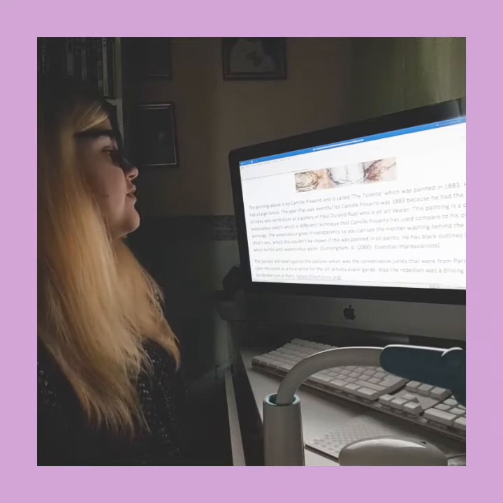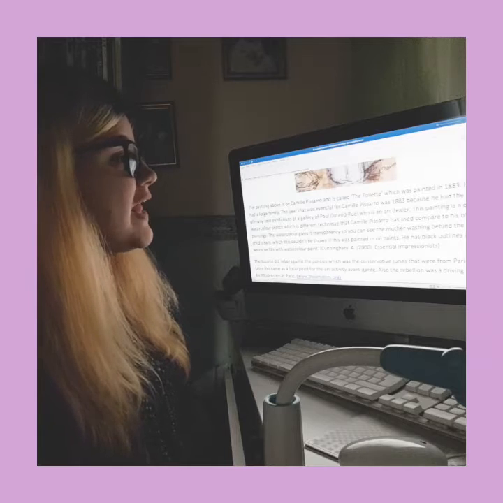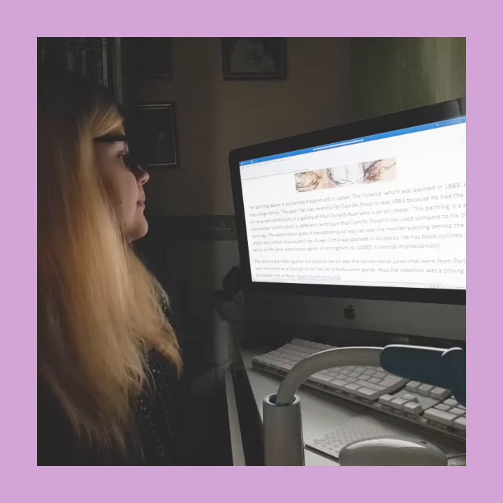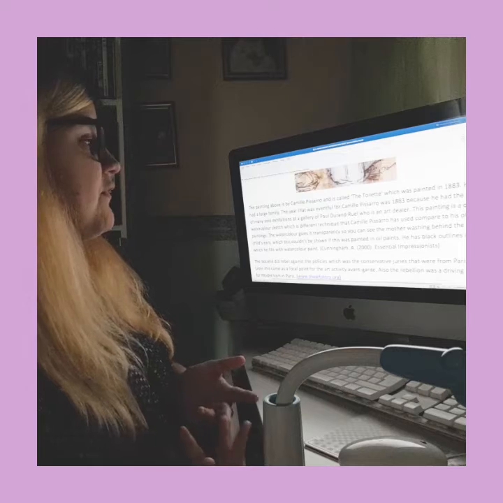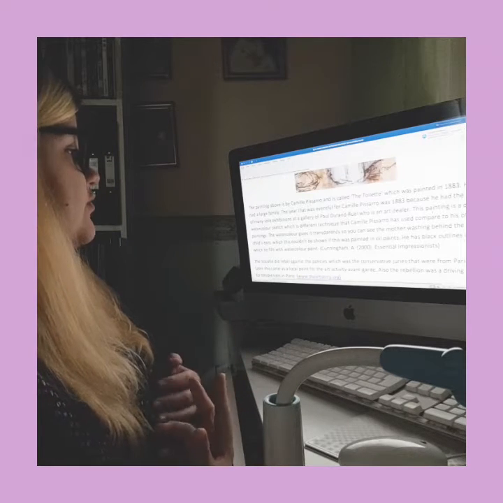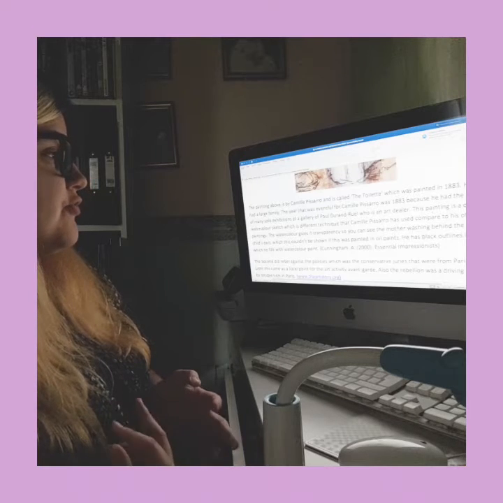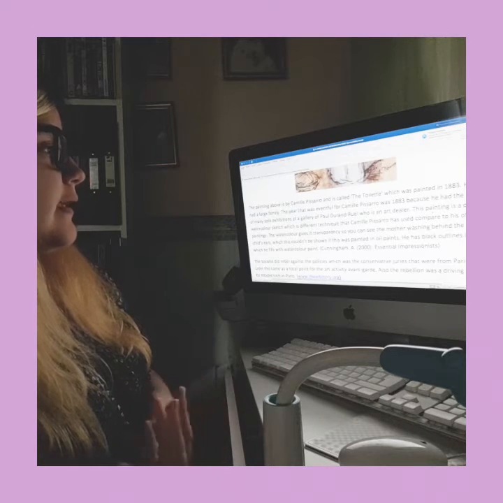The painting above is by Pissarro and is called The Toilette, which was painted in 1883. He had a large family. The year that was eventful for Pissarro was 1883 because he had his first mainly solo exhibition at the gallery of Paul Durand-Ruel, who is an art dealer.